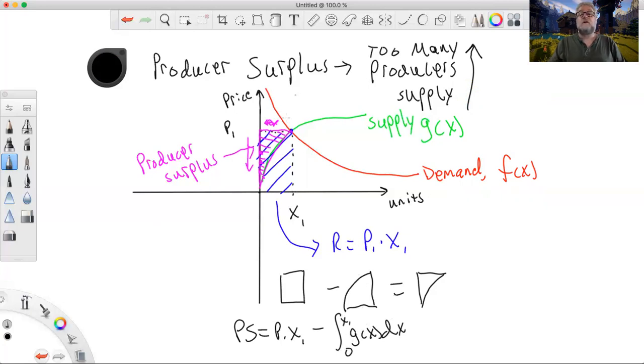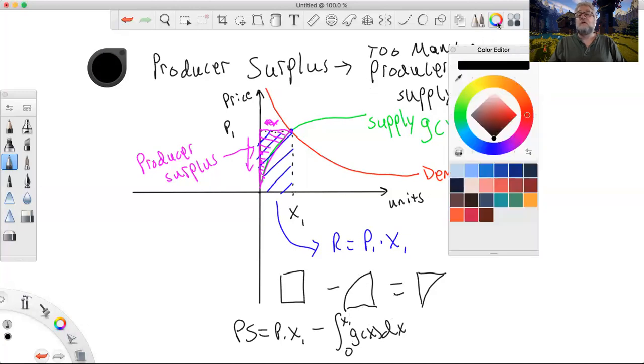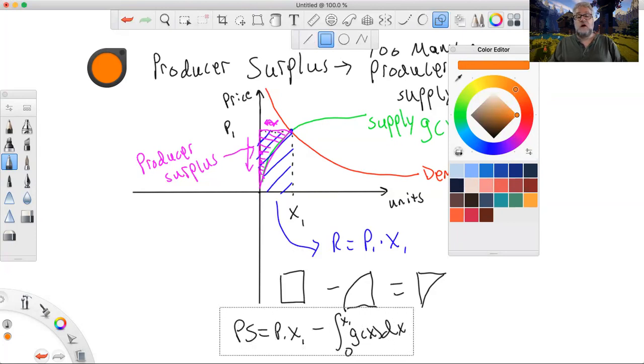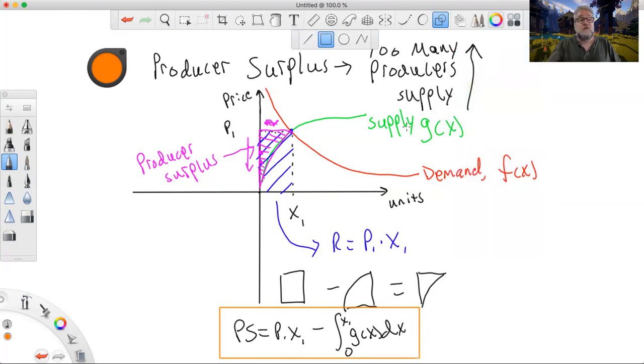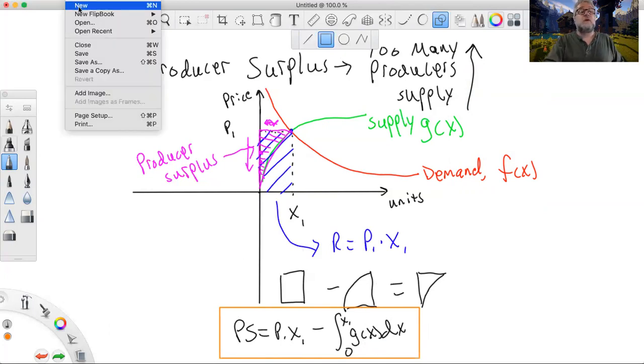This is going to be our equation for producer surplus. Notice it's kind of flipped around from consumer surplus, and instead of using f of x, it uses g of x. Okay, so now let's go to solving a problem with this information.